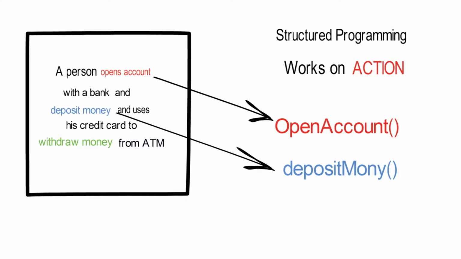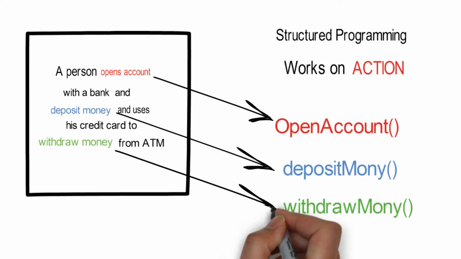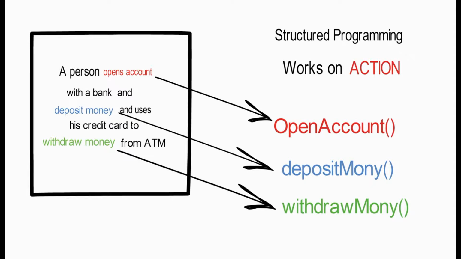As we discussed earlier, in structured programming we create modules based on actions. So we can have a module for each action. There you can identify 3 modules: open account module, deposit money module, and withdraw money module. These are separate modules or structures. Languages like C and Pascal have used this programming method, structured programming.